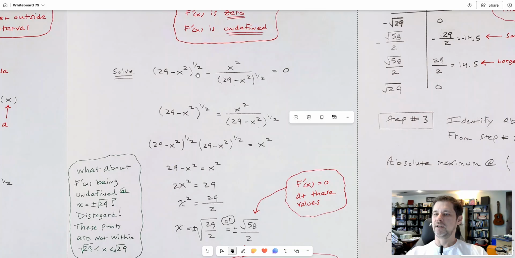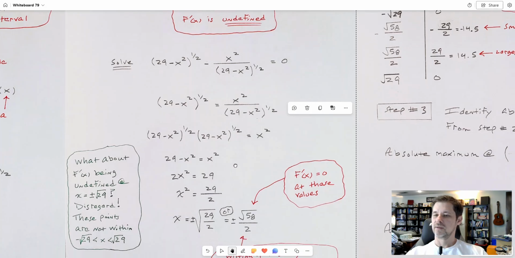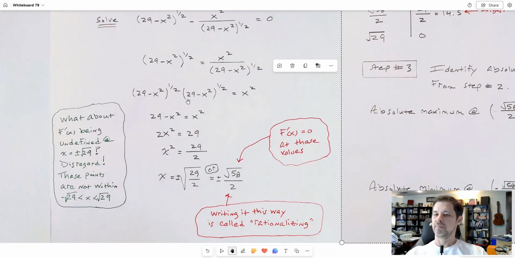I'll solve it by moving this term to the right-hand side of the equation. I'll multiply both sides of the equation by 29 minus x squared to the 1/2 power. I'll get this. But when you multiply like bases, you add the exponents. So I'll get 29 minus x squared to the power 1/2 plus 1/2, but that's 1, so that's this. Then I'll collect the x terms together, I'll divide by 2, and I'll solve by taking the square root.